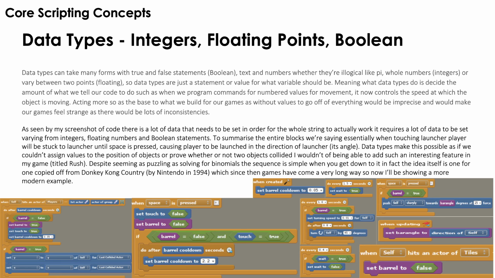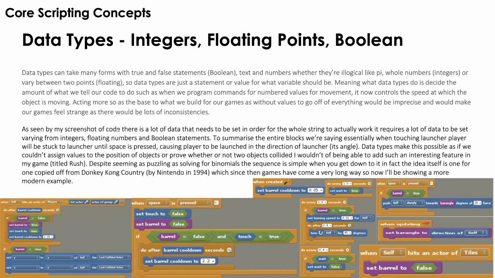Meaning what data types do is decide the amount of what we tell our code to do, such as when we program commands for numbered values for movement, it now controls the speed at which the object is moving, acting more so as the base to what we build for our games, as without values to go off of, everything would be imprecise and would make our game feel strange as there would be a lot of inconsistencies.